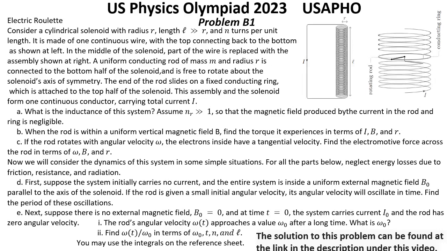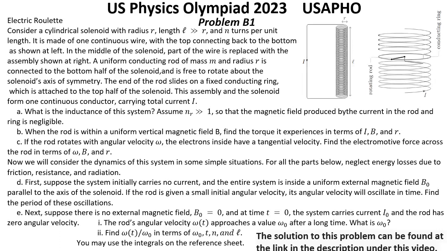Electric roulette. Consider a cylindrical solenoid with radius r, length L much greater than r, and n turns per unit length. It is made of one continuous wire, with the top connecting back to the bottom as shown at left. In the middle of the solenoid, part of the wire is replaced with the assembly shown at right.